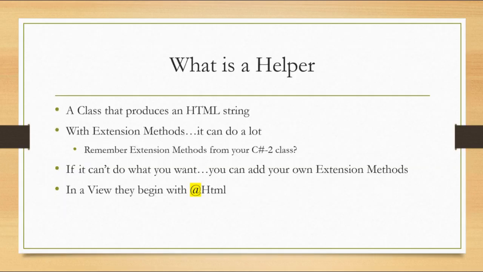So what is a helper? A helper is a class that will produce a string of HTML code that we can then fit into our web page. If you remember extension methods from our C# 2 class, we can take a class and add our own stuff to it. So if you can't find what you want to do with a helper, we will learn in the next tutorial how to add our own extension methods. So in a view in MVC, helpers begin with the @Html symbol.